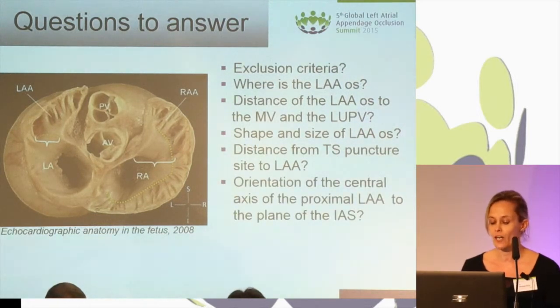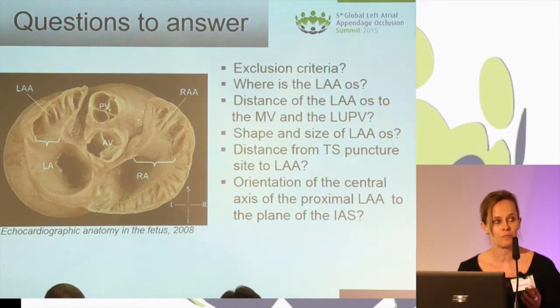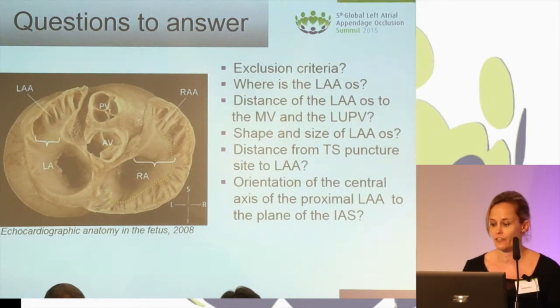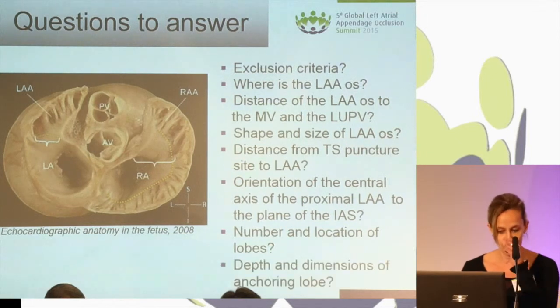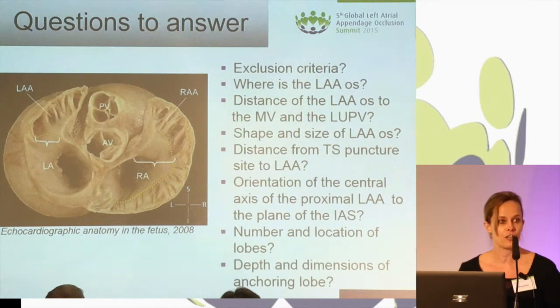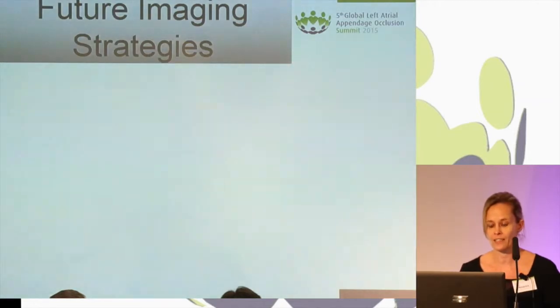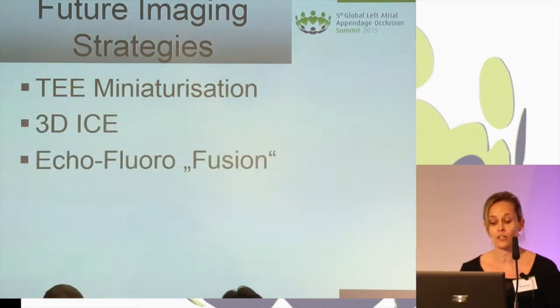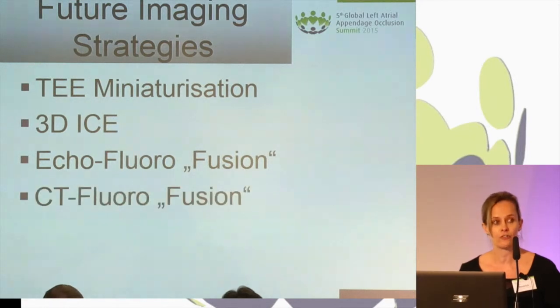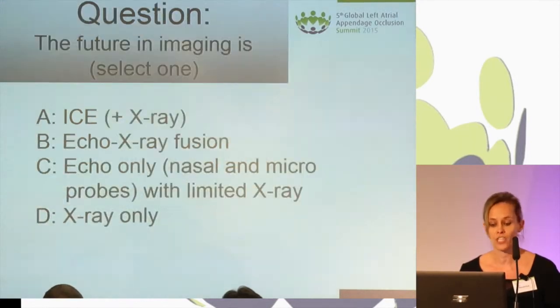We also have to evaluate the orientation of the central axis of the proximal left atrial appendage to the plane of the interatrial septum, because this may influence the choice of our delivery sheaths. We also have to assess the number and the location of lobes and the depth and the dimension of the anchoring lobe to do our sizing. So what are the future imaging strategies? I discussed today TEE miniaturization, 3D intracardiac echo, echo and fluorofusion, CT and fluorofusion, and 3D prototyping.